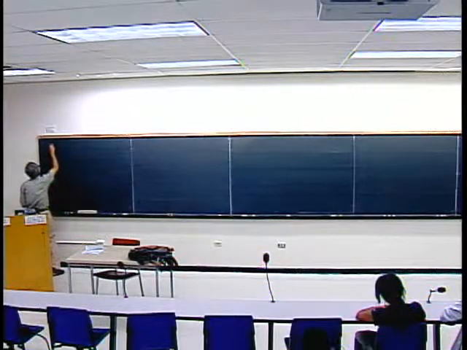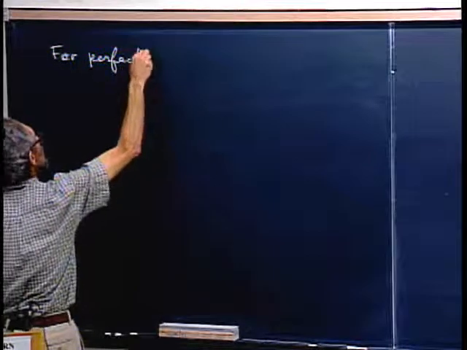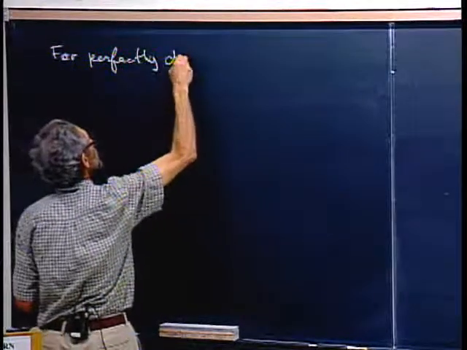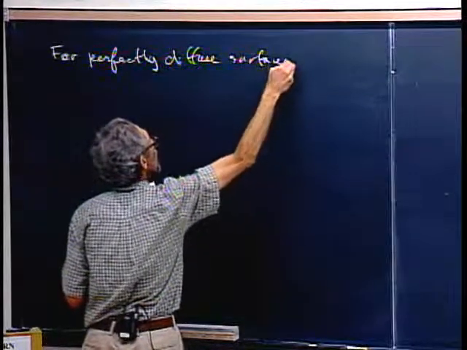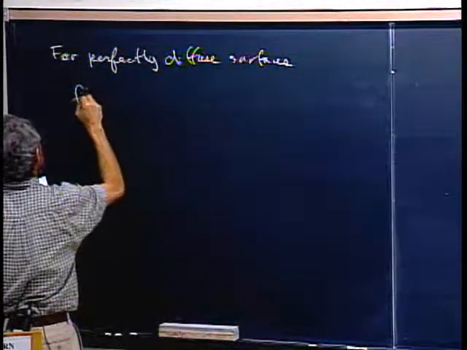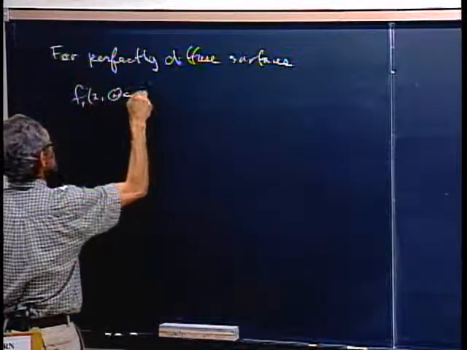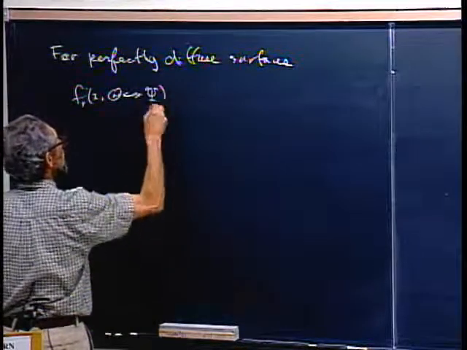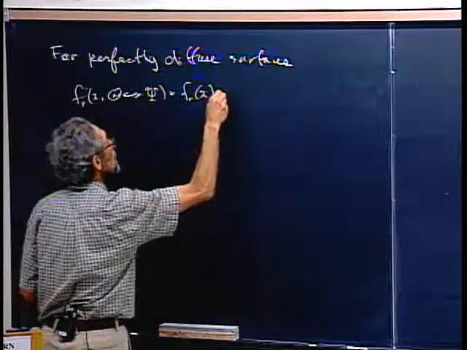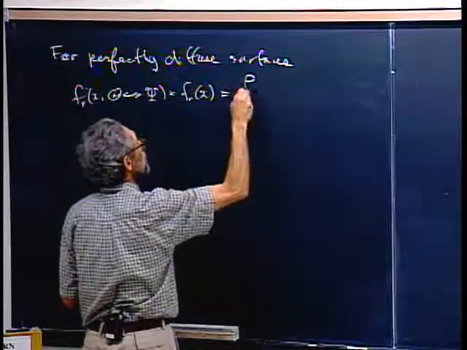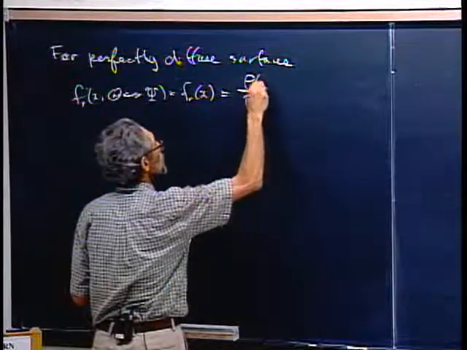So for perfectly diffuse surfaces, f_r at a point x and two directions, theta and psi, doesn't depend on the directions. It depends only on x, and we derived before it's the percent of flux reflected divided by pi. So this could still depend on x.